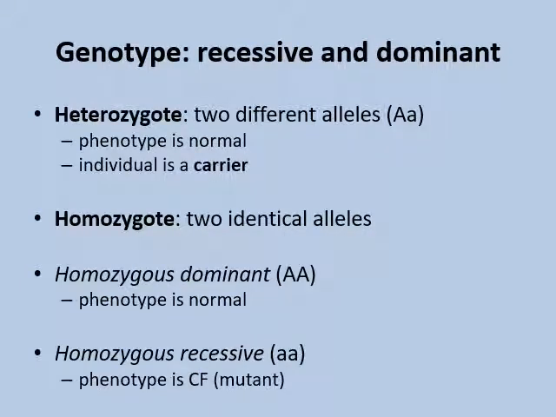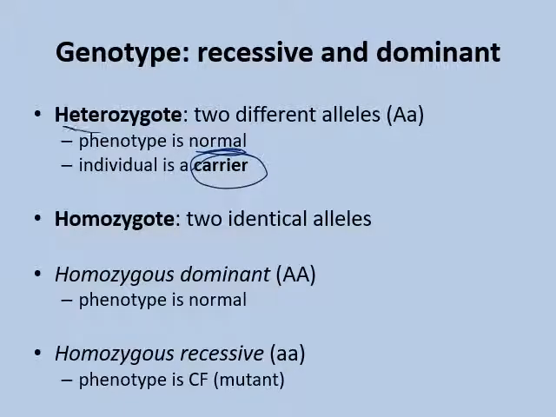Okay, and we'll get into looking at these Punnett squares here in just a second. So if we have two different alleles, big A, little a, then our phenotype is normal. We don't have cystic fibrosis, but we call that individual a carrier, okay?